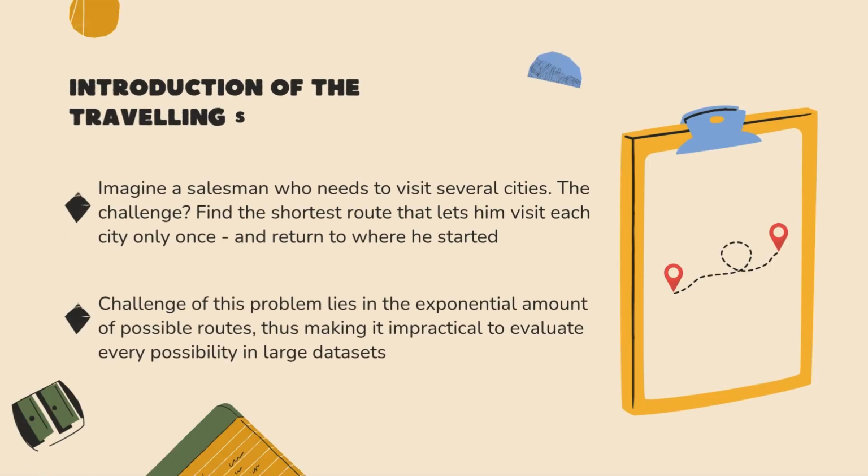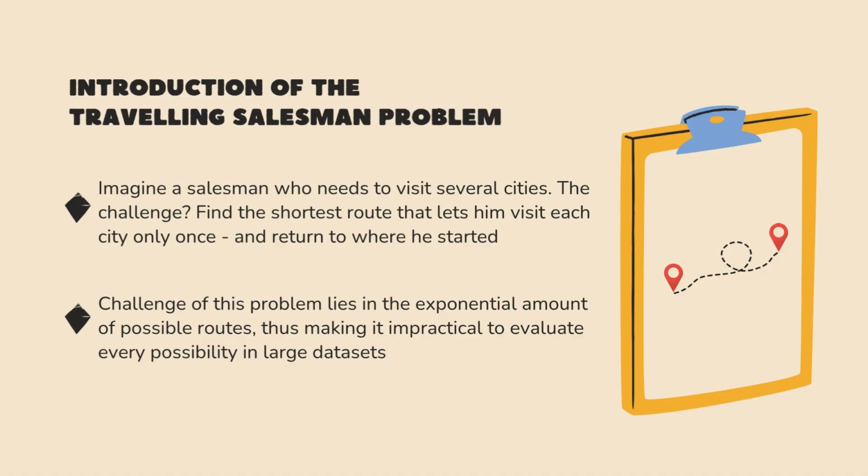For the introduction of the traveling salesman problem, there is a salesman who needs to visit several cities, and the challenge is to find the shortest route that lets him visit each city only once and return to where he started. This problem may seem simple on the surface, but the primary challenge lies in the exponential amount of possible routes. So it is impractical to evaluate every possibility in large data sets due to the exponential factor.